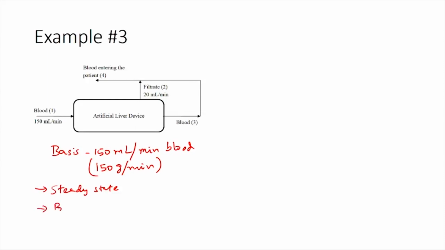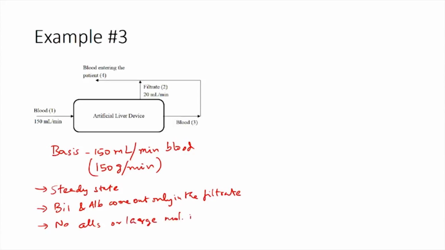So, bilirubin and albumin come out only in the filtrate. So, this is the second assumption we make. The third assumption we would be making is, other than this, no other cells or large molecules would be leaving through the filtrate. No cells or large molecules in the filtrate. These assumptions are essential for performing our calculations.